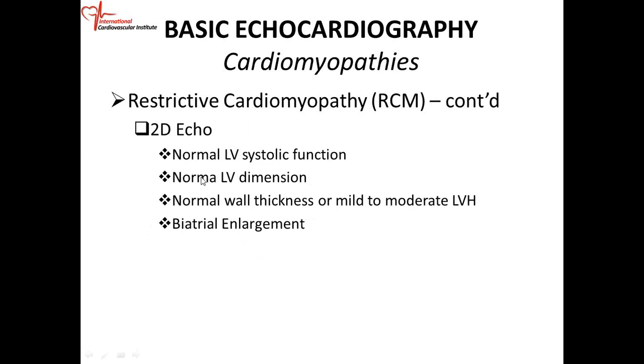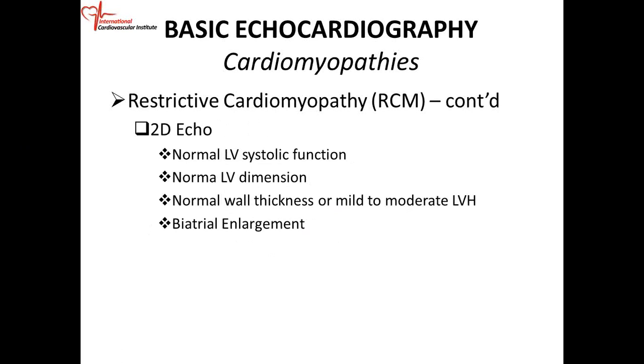The LV dimensions are usually normal, so the LV cavity size is usually normal. The thickness of the muscle may be normal or show mild to moderate LVH, but not tremendously so. The important thing, however, is biatrial enlargement. So both the right and the left atrium are usually enlarged in these individuals, and sometimes you'll get a pericardial effusion as well.